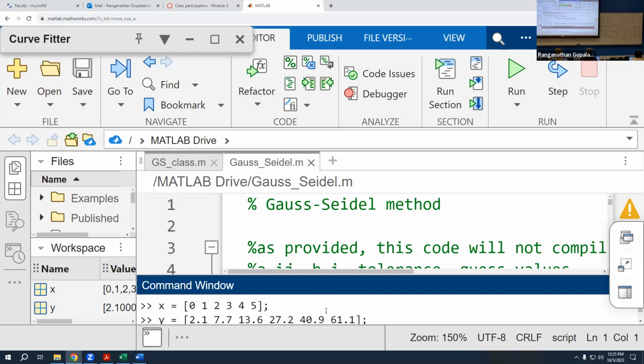For this exam, no MATLAB, okay? This exam. Third exam, we'll definitely do MATLAB.